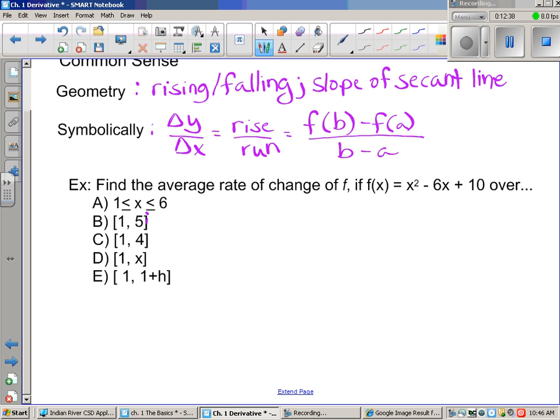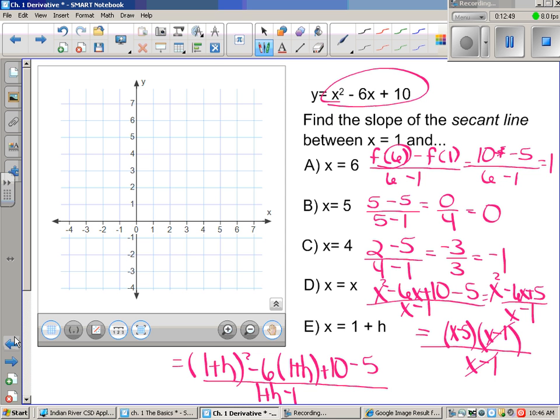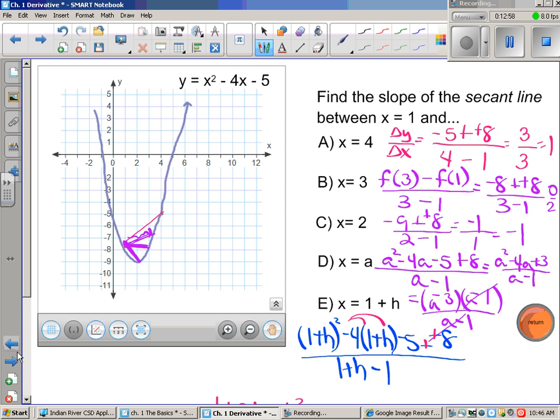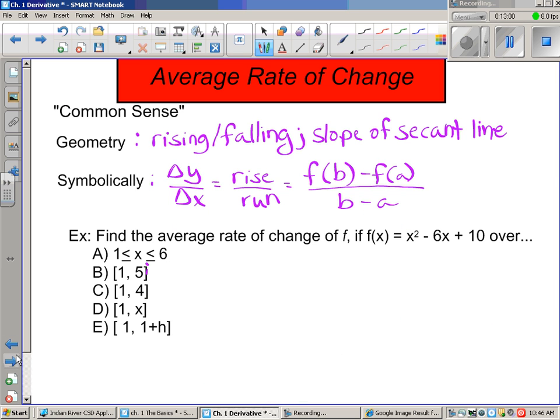If it said a parentheses, then it would mean going up to that number, but not including, kind of like the open circle concept. So if you quickly take a snapshot of this, even in your own mind, and we look back at the previous question, 1 and 6, 1 and 5, 1 and 4, 1 and x, 1 and 1 plus h is what we basically just did. If you look, 1 and 6, 1 and 5, 1 and 4, it's the same exact question as the previous example. So I just want to point out that there are a number of ways in which you can write this question, all to mean the same exact thing.